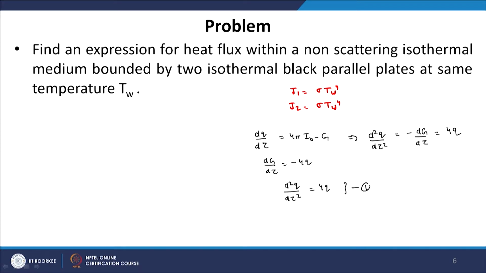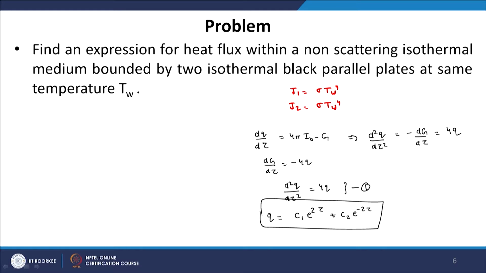Let us call this equation 1. Now, this equation can be solved by the complementary function method. So, we have this value of q using the standard approach of solving ordinary differential equations, with which we are familiar. So, q is equal to C1 e power 2 tau plus C2 e power minus 2 tau. This is the solution of radiative heat flux at any point in the medium.